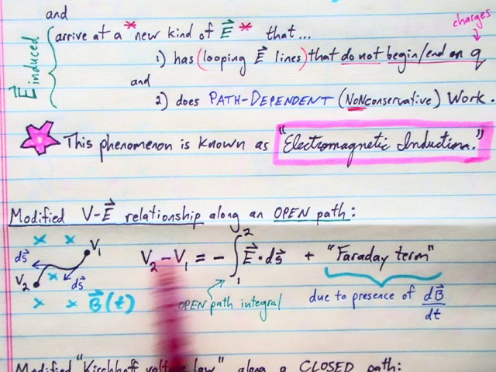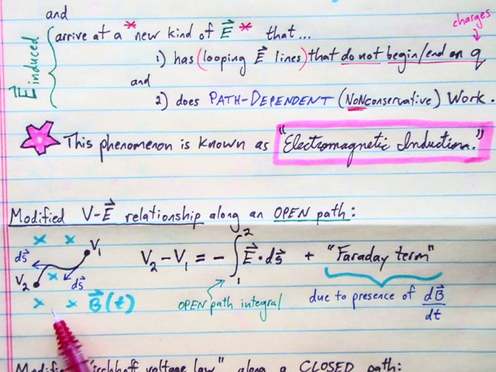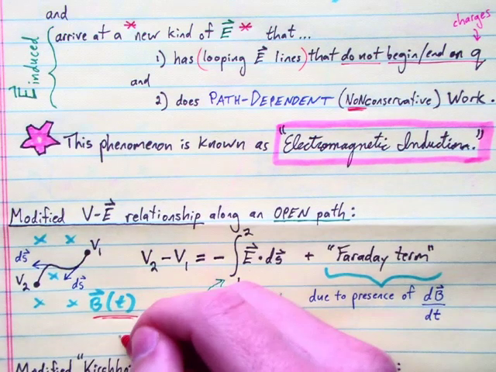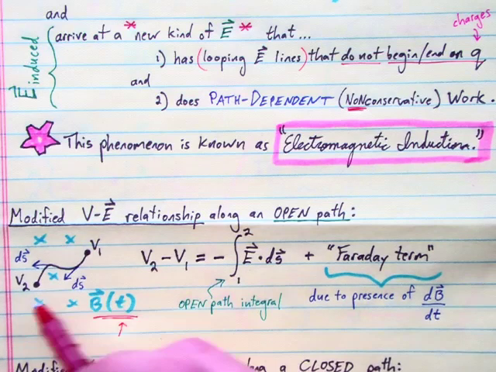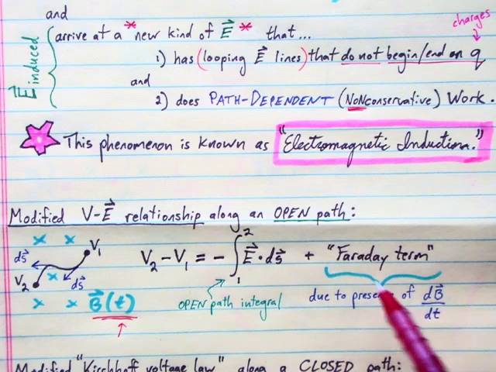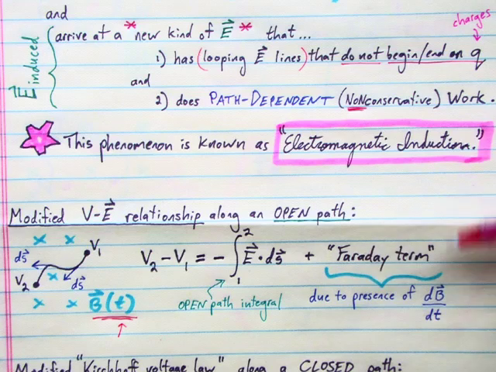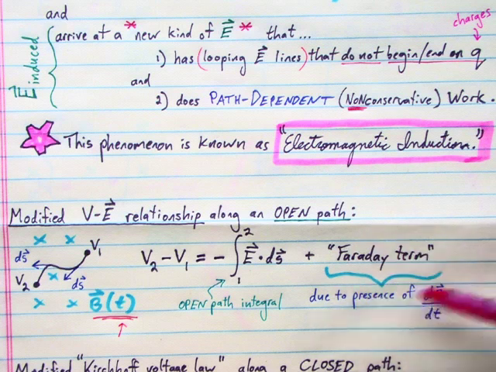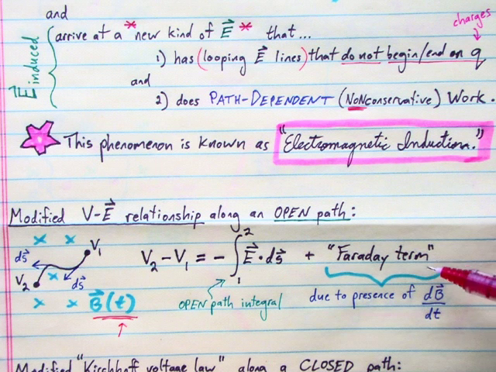But now we're considering the possibility that there is a magnetic field in this region as well, and moreover, that magnetic field is a function of time. And if that B field is changing in time, that's going to change this equation. It's going to add an additional term, what we'll call the Faraday term, due to the presence of a time-dependent magnetic field. I can't write down the exact expression for this term right now because it requires some math that's beyond the scope of our course.